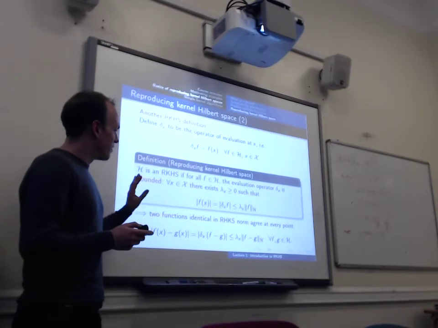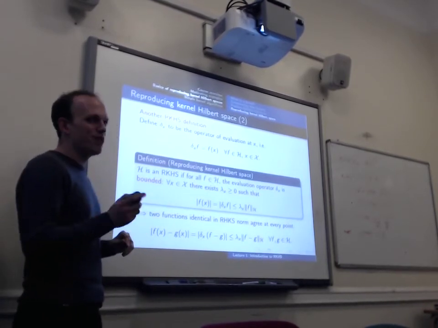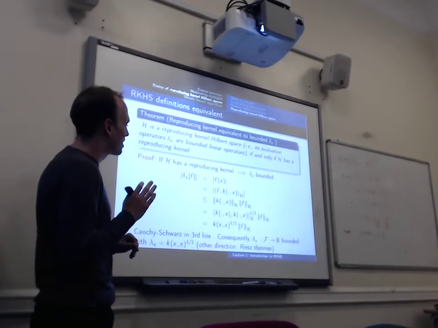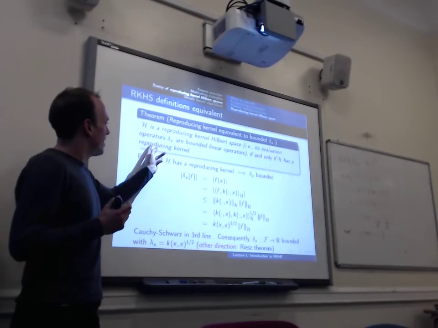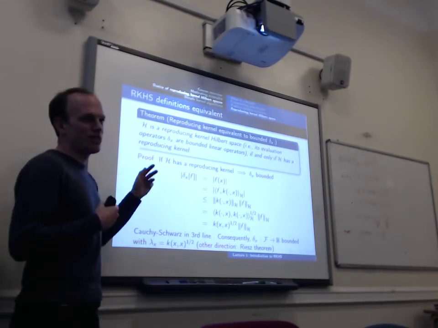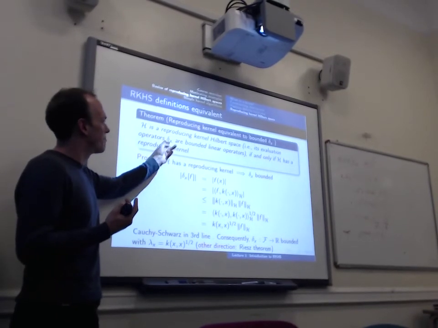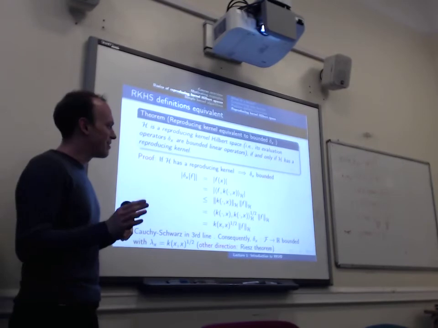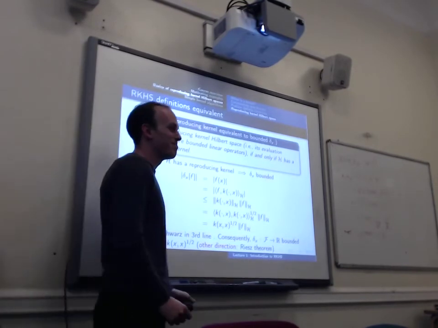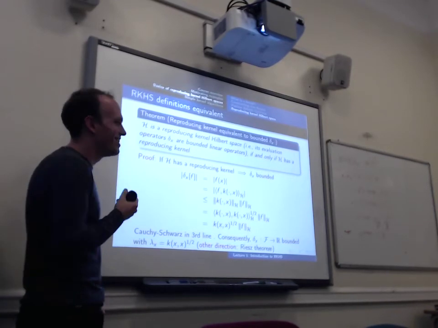Okay, so this seems to have absolutely nothing to do with what I talked about before. Actually, it's extremely related. Basically, if H has a reproducing kernel, if the reproducing kernel property holds, then this is true. And vice versa. If this is true, then it has to have a reproducing kernel. So that's very exciting.